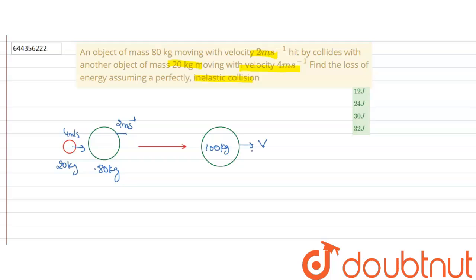So by conservation of momentum, initial momentum, which is 20 into 4 plus 80 into 2, equals 100 into v. We calculate the value of v, which comes to be 2.4 meter per second.